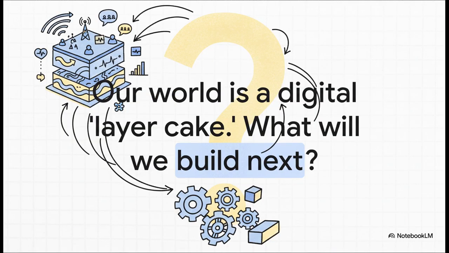So we've come full circle right back to that layer cake. But today, the layers aren't just roads and rivers on a transparent sheet. They're real-time traffic data, social media feeds, live weather sensors, public health statistics. Our entire world has become this living, breathing, digital layer cake of information. So the question isn't really what GIS can do anymore. The question is, what are we going to build with it next?